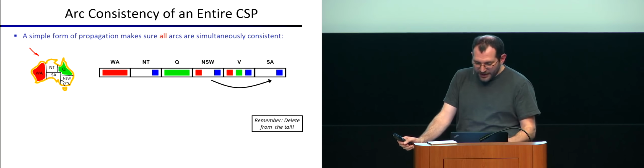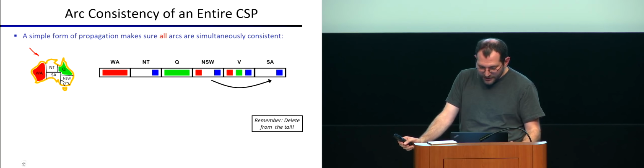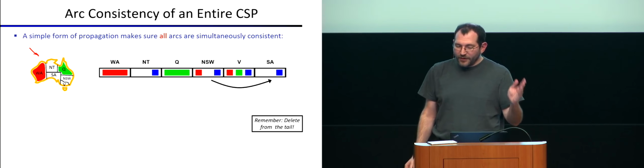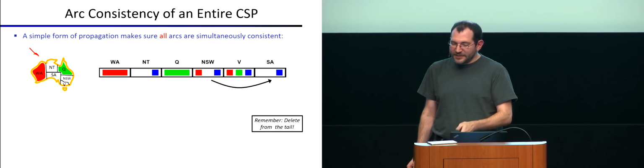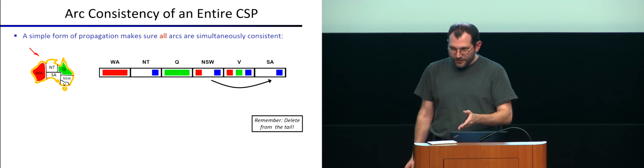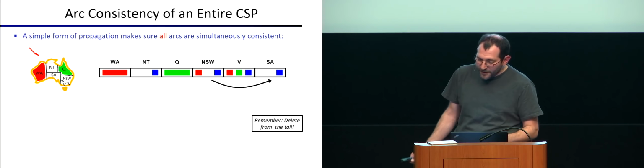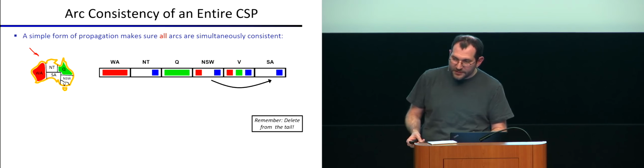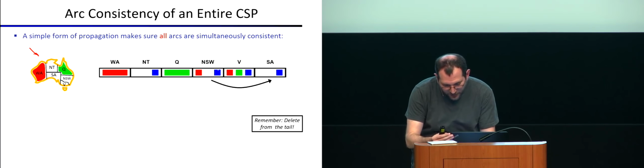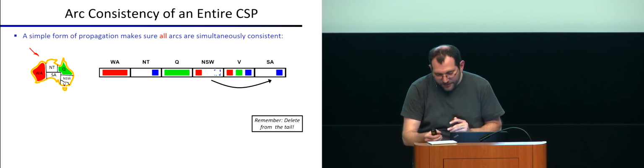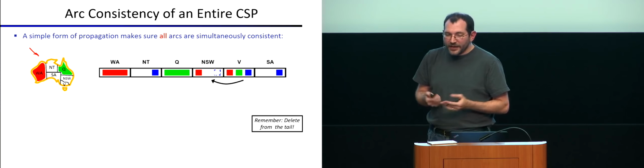And so here, when we look at NSW pointing to SA, this arc is not consistent. The reason is that if I pick red at NSW, I can extend that by choosing blue, my only choice, at SA. But if I pick blue, I'm toast because blue and blue conflict. And so the way I make this inconsistent arc consistent is I delete stuff from the tail until it's happy. In this case, I delete that blue. And I can continue this.